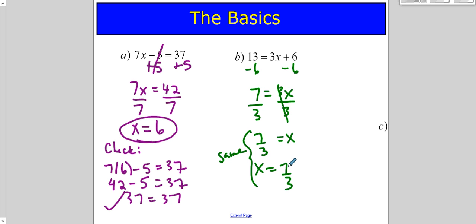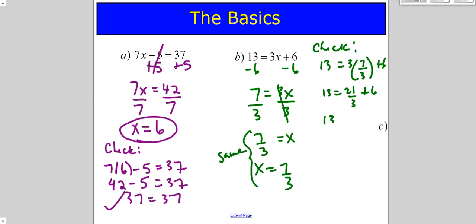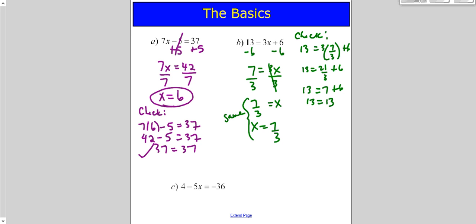Again, you could check by putting this back into your equation and making sure that it works. If I did a little bit of a check, I would have 13 equals 3 times 7/3 plus 6. So 13 is equal to 21 over 3 plus 6. 13 equals, whoops, I made a mess there. 13 equals 21 divided by 3, which is 7, plus 6. So 13 equals 13. We can see that our check worked in that case and gave us the exact same answer. Even with fractions, we can do a check. So don't think that because there's fractions we can't.